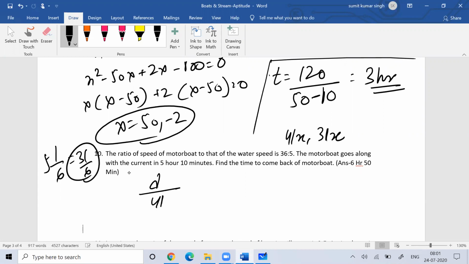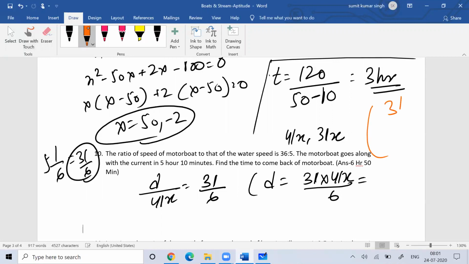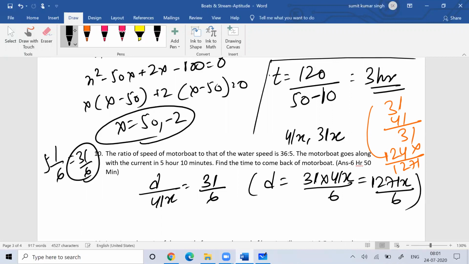So d by 41x is equal to 31 by 6. So I can find the value of d. D is equal to 31 into 41x by 6. So the d value would be 31 into 41, which is 1271. So this value is 1271x by 6. This is the value of d. Okay, so 1271x by 6.